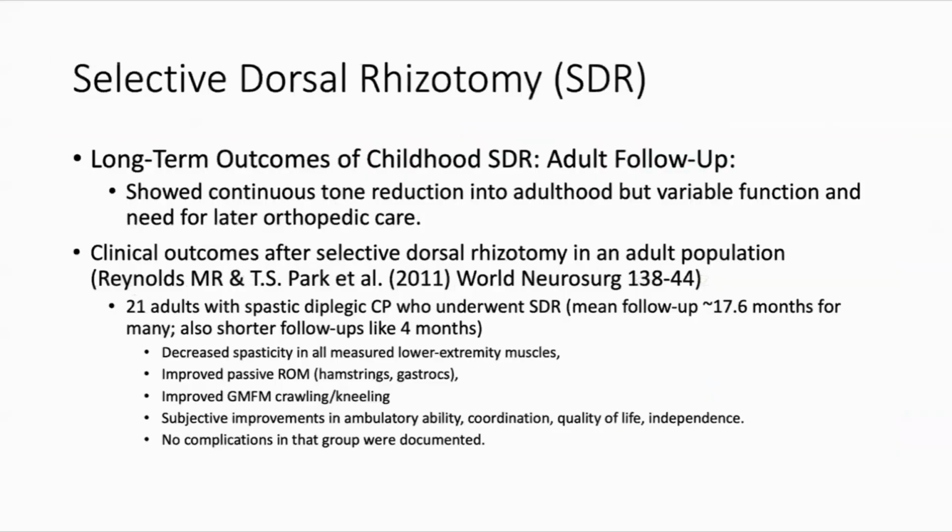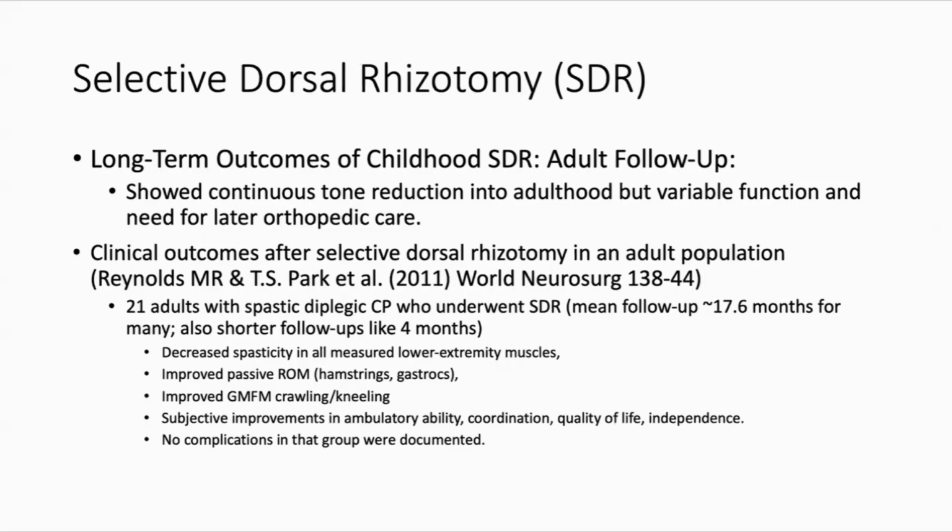Let's talk about selective dorsal rhizotomy. Selective dorsal rhizotomy has been doing a great job for mostly diplegic cerebral palsy. Long-term outcome studies showed that there is continuous tone reduction into adulthood, but variable function and need for later orthopedic care. And let's talk about the adult case.